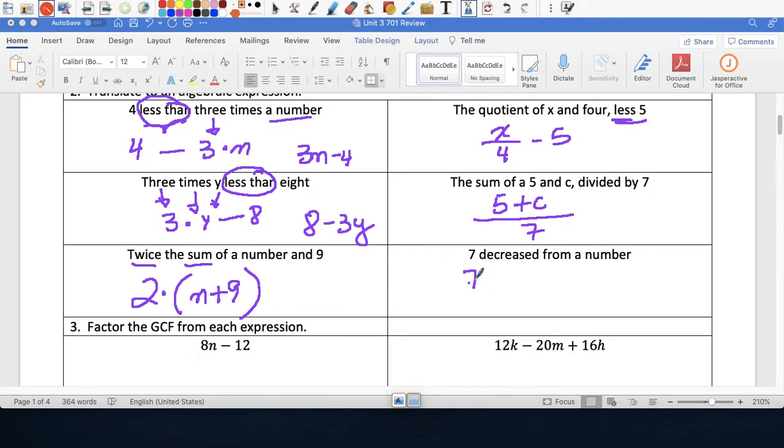7 decreased from, tricky words, minus, and then a number is n. But decrease from, remember, it's a turnaround word, so we make it into n minus 7.